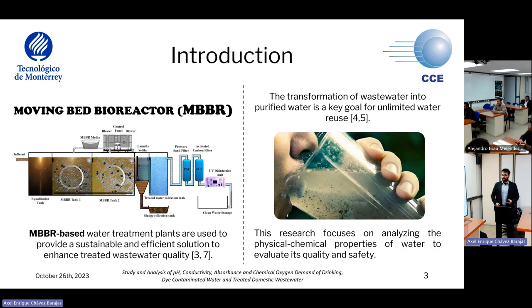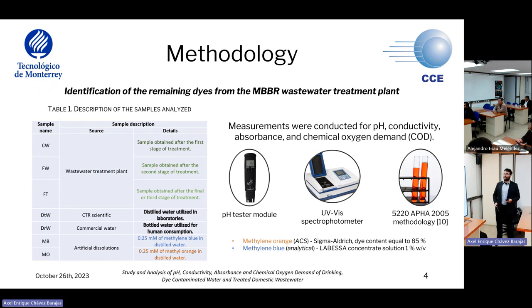So this research focuses on analyzing the physicochemical properties of water to evaluate its quality and its safe use for people. That's the reason we investigated and compared 7 different samples obtained from different sources. For example, here we have 3 samples obtained at various stages from a wastewater treatment plant located in Atizapán de Zaragoza. And here, in green, we have the stages to which all the samples are correlated. The treatment plant in which we got the samples works based on MBBR technology.